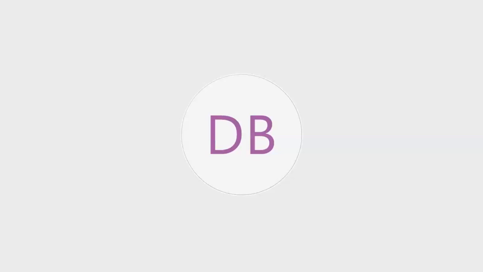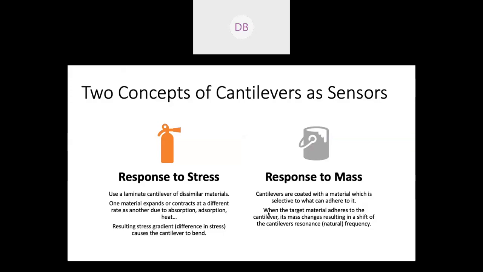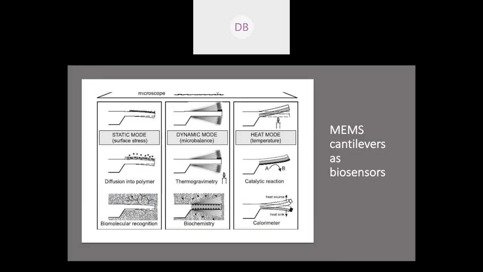Then always measurement in cantilevers can be done with two variations: response with respect to change in stress, and with respect to change in mass. Okay, so I'll not go into all those details. Typically, a cantilever can be operated only in two modes: static mode and dynamic mode. But there's one additional mode, the heating mode.